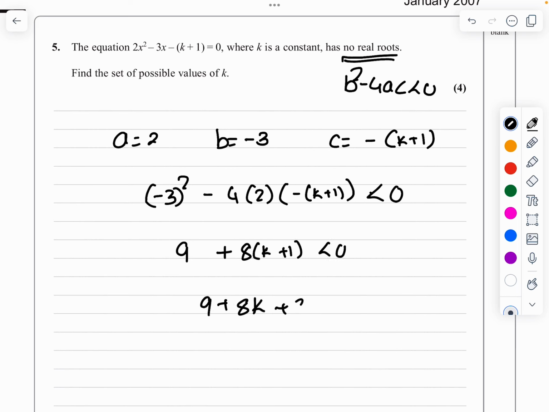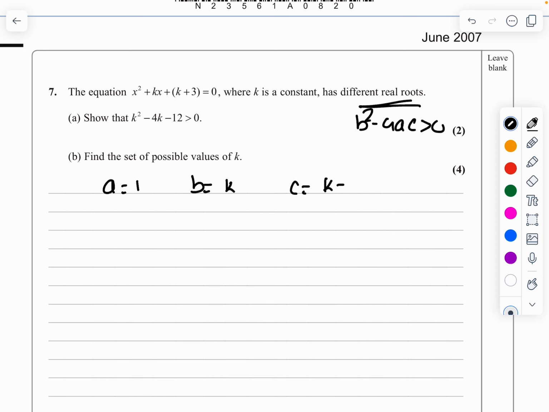Next question has different roots. Means b squared minus 4ac is greater than 0. So a value is 1, b value is k, c value is k plus 3. So k squared minus 4 times 1 times (k plus 3) is greater than 0. So k squared minus 4k minus 12 is greater than 0. That is part A done.